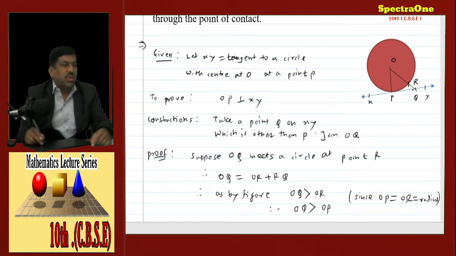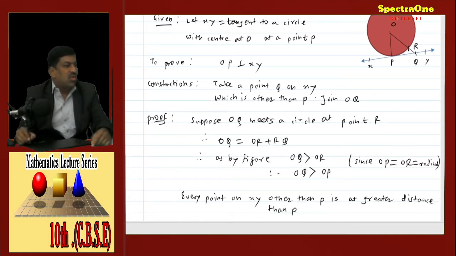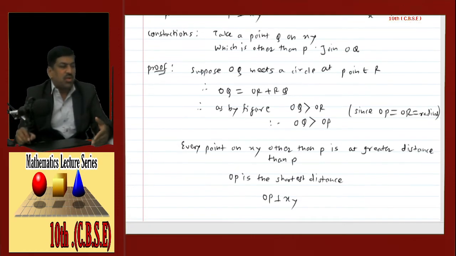Then by figure, OQ is equal to what? OR plus RQ. That means, by the figure, OQ is greater than OR. OR means OP, so OQ is greater than OP, because OP and OR are radii of the circle, both are equal. That means every point on XY other than P has a greater distance than P. That means OP is the shortest distance, and if OP is the shortest distance, that means OP is perpendicular on XY.